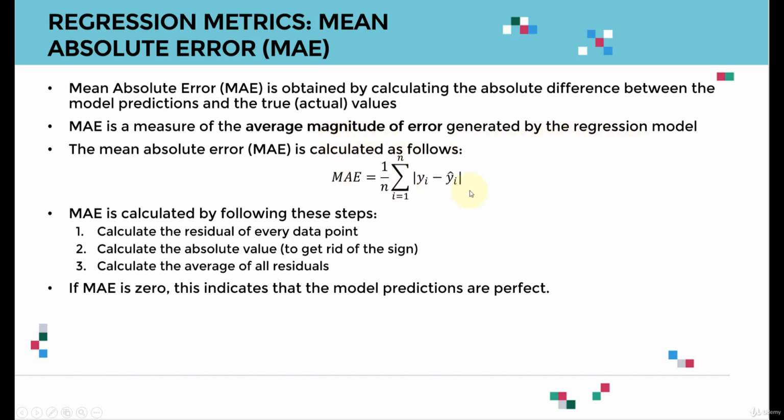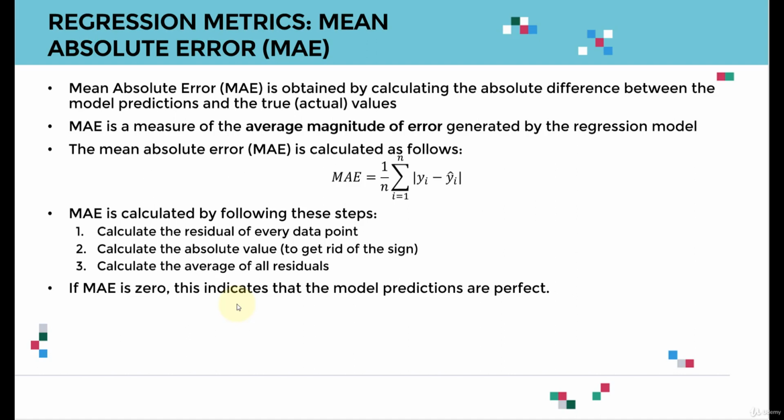And here's the equation, very simple. MAE is calculated as follows. First, we calculate the residuals of every data point. Second, we calculate the absolute value of that, so we get rid of the sign. And third, we calculate the average of all the residuals. Simply put, if MAE is 0, that indicates that my model is perfect. The predictions of the model are great, and we're good to go.